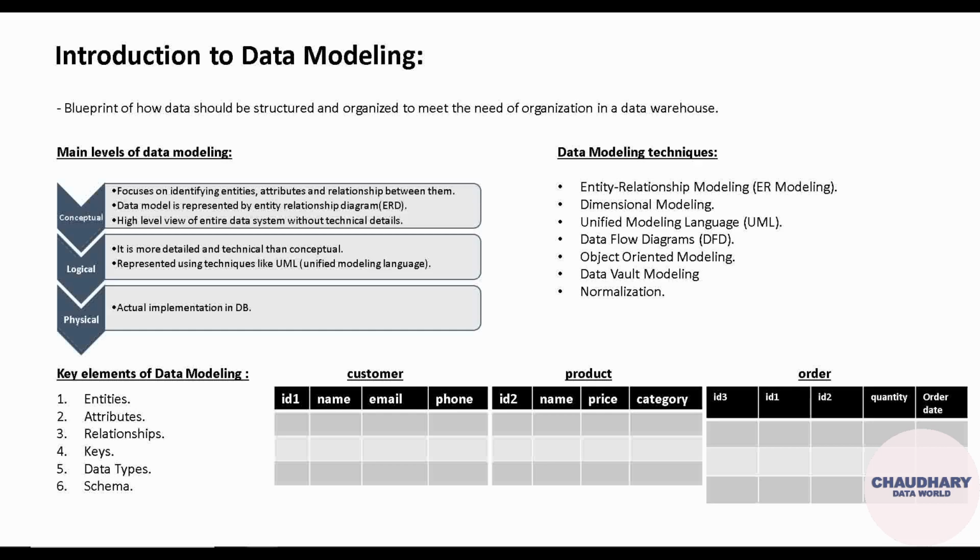This organization of data can be done in multiple ways. Right now what I can show you is that we have split the customer table, product table, and then the order table, but it may vary depending on the situation, depending on the entities and attributes available in the business. All these entities and attributes which I am naming right now, I will be explaining ahead in this video. So before that, let's jump to the levels of data modeling.